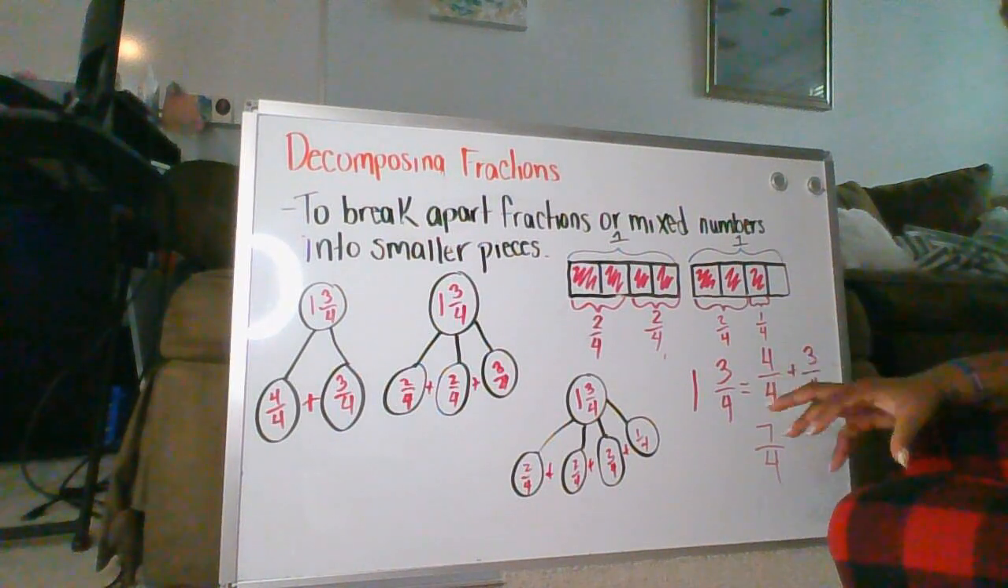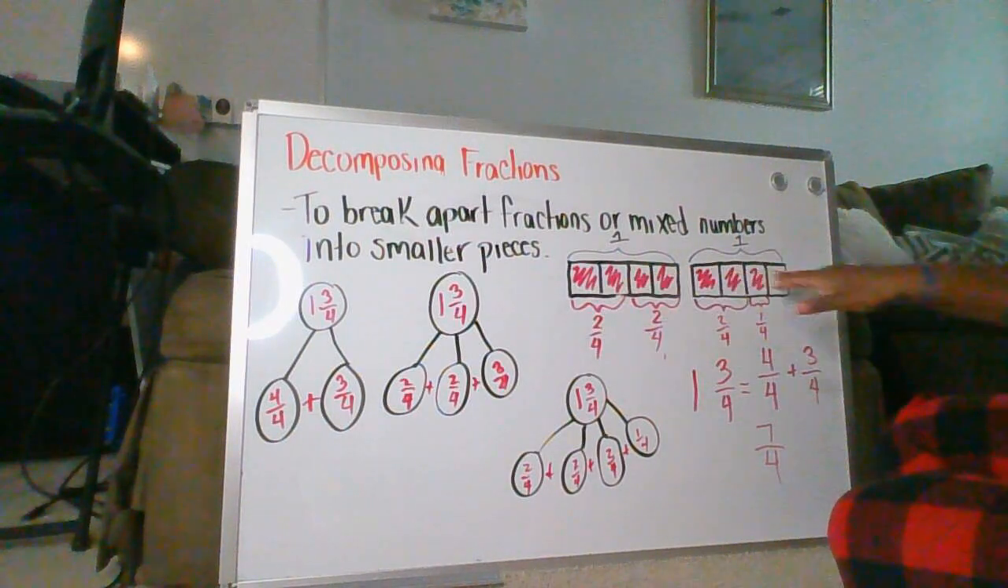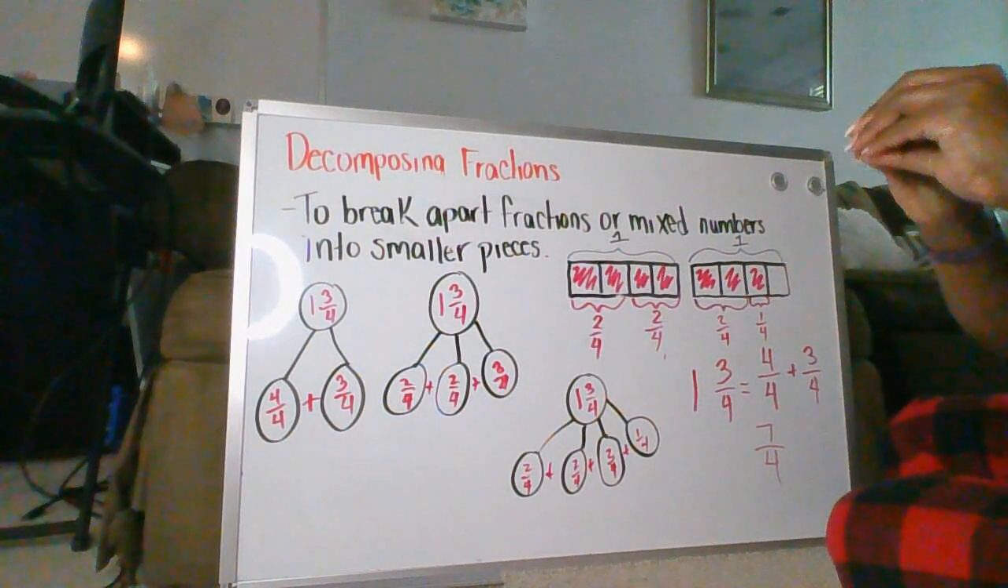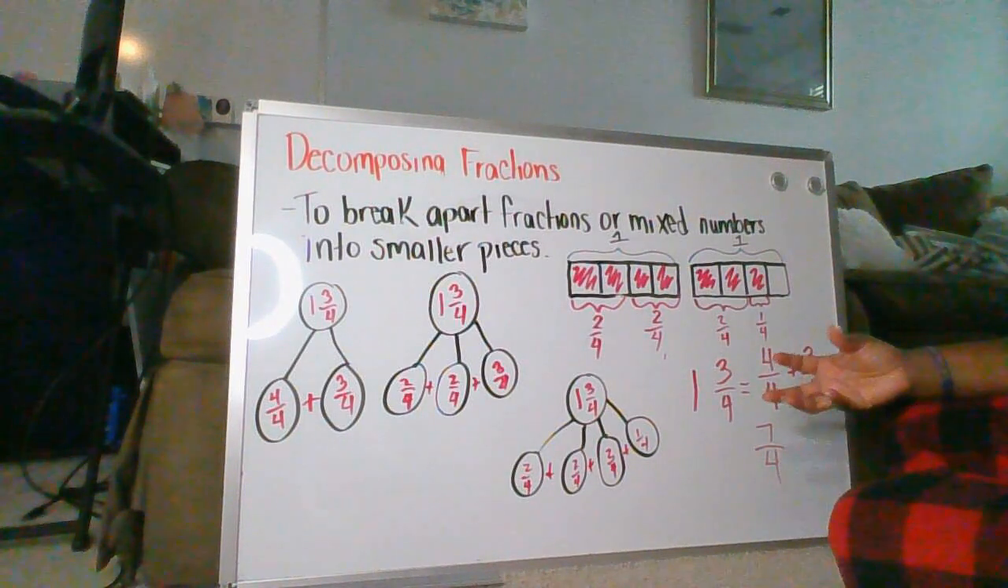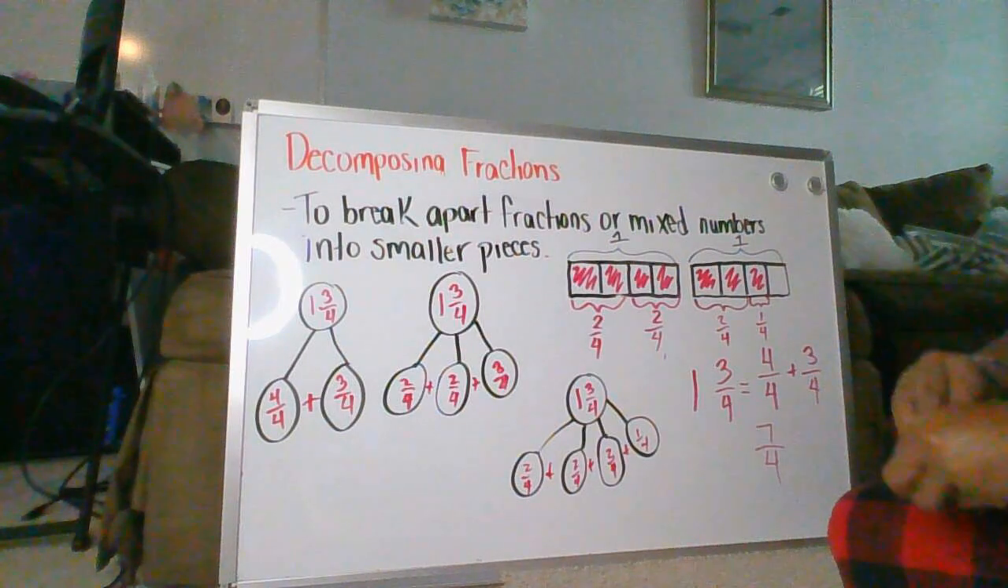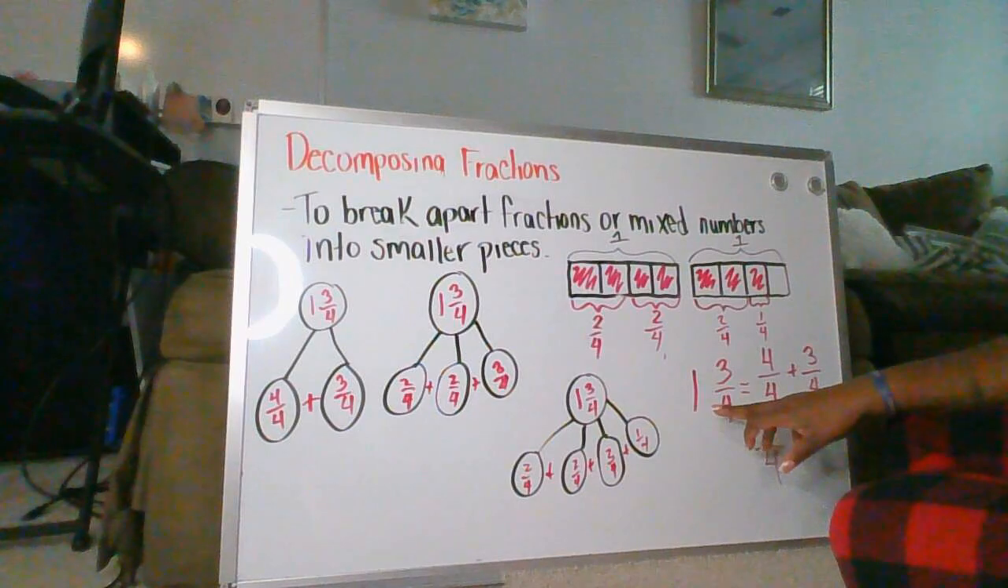So when you're decomposing, any way that you can think about breaking the number up, that is decomposing fractions. We are taking the fractional portion that we have, which in our case was 1 3/4, and we're separating it into smaller pieces so that we know that if I take these and I add them together, they are all going to equal what we started with originally.